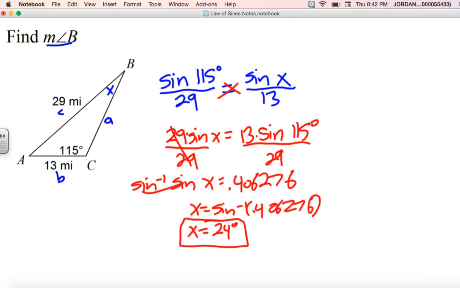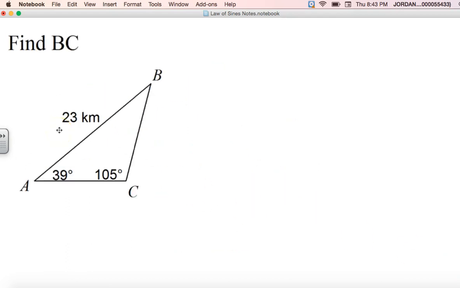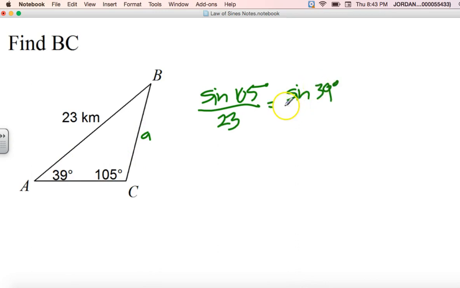Alright, so you can use law of sines to find a missing angle, or like this problem, we can use it to find a missing side. But you're still going to set it up the same way. So on this one, we're going to do the sine of one of the angles we've got, 105 degrees, and that's going to go over the side that's opposite the 105, so that's 23, equals, we want to find BC, which is this side right here. It's opposite angle A, so it'll be lowercase a, you can use x. So the sine of the angle that's across from little a is 39, so sine of 39 degrees over little a.